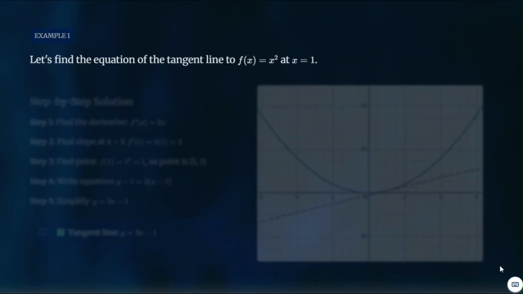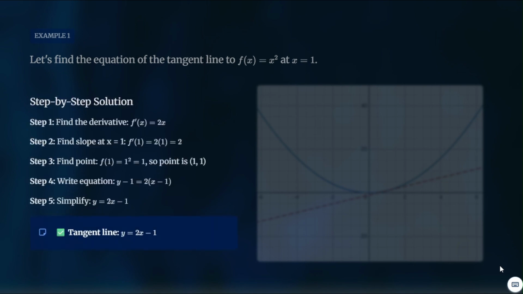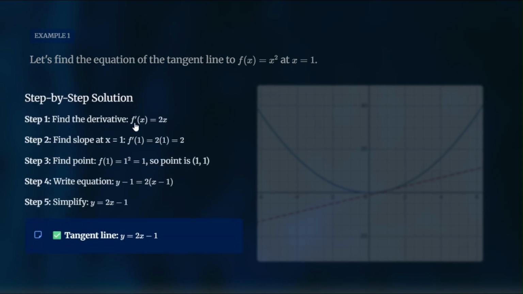Let's find the equation of the tangent line to f of x equals x squared at x equals 1. First, let's find the derivative. f prime of x is equal to 2x. Then, in order to find the slope at x equals 1, we'll substitute x by 1 into our derivative function. So f prime of 1 will be equal to 2 times 1, which is 2.